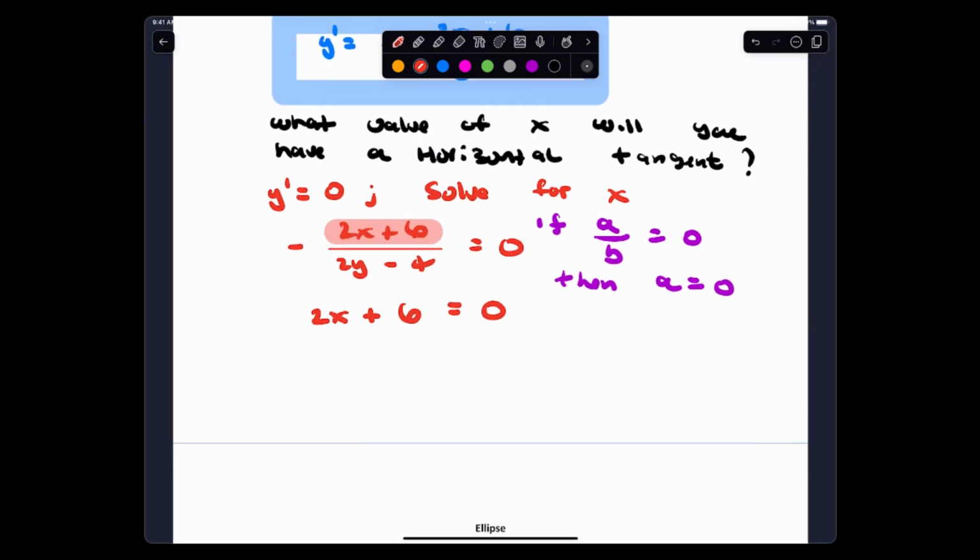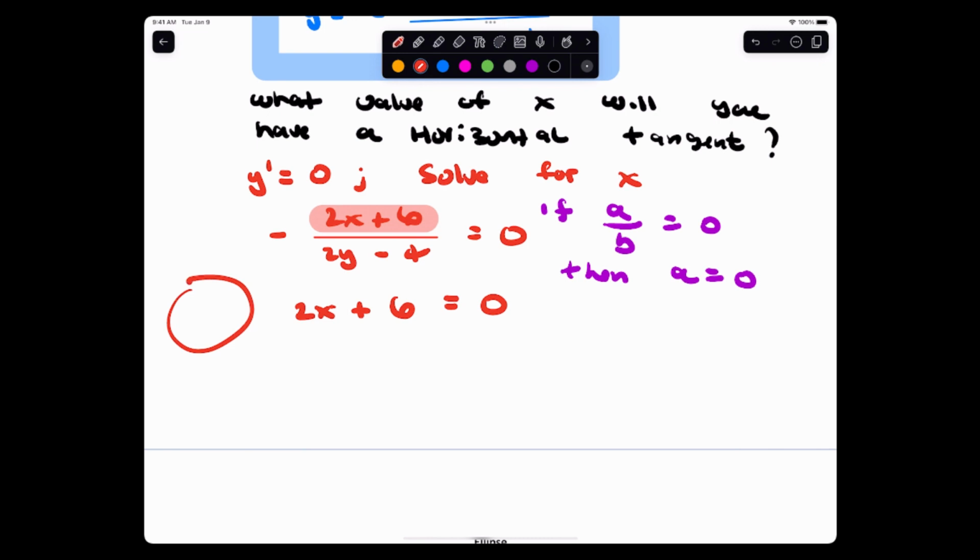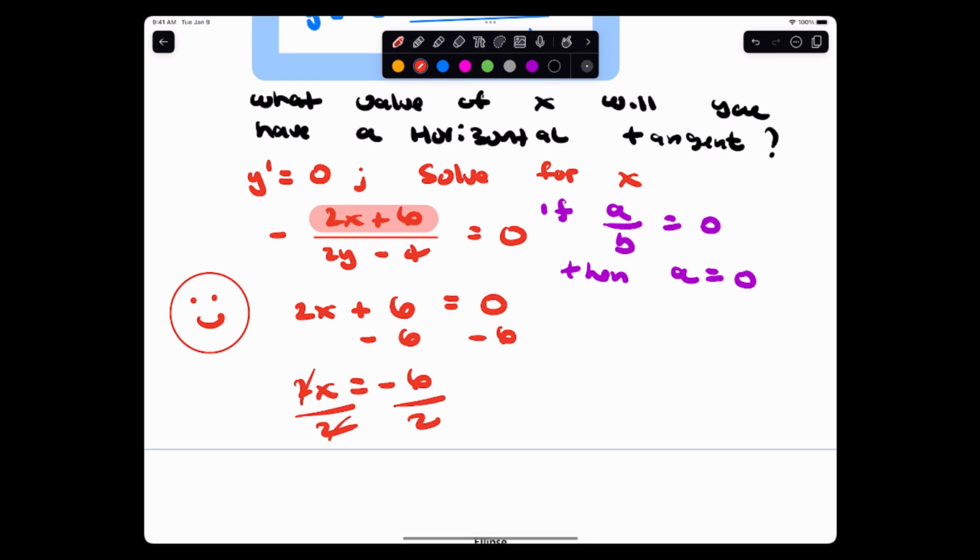Now, the algebra is nice here. This is even pre-algebra. Subtract 6. You get what? 2x is negative 6. Divide both sides by 2. What is your x now? X is negative 3. Okay? All right, you guys with me on that one? X is negative what? 3. So you actually answered the question.